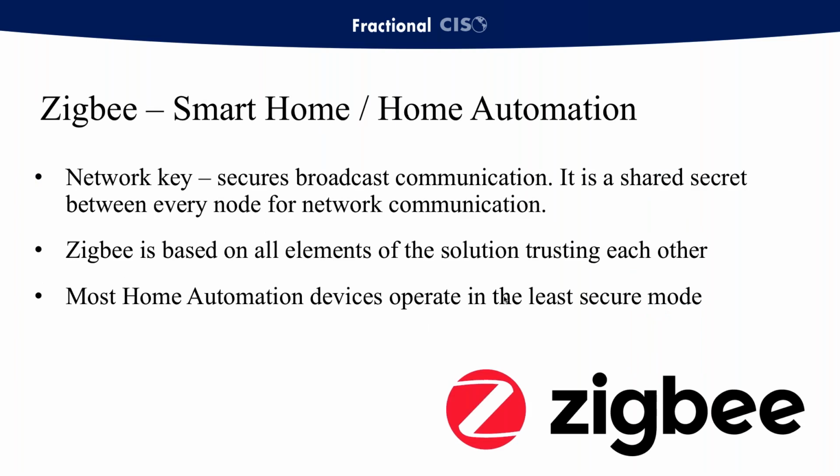All right, so I alluded to the fact that that shared secret thing that we saw with the Superfish was not unique to one vendor, and that's absolutely true. So Zigbee is a home automation protocol. It's used for network communication in home automation. It's actually quite popular. Good chance in your home you have one or more devices using Zigbee, or at the very least enabled with Zigbee. And to communicate between the devices in the home, it uses a network key. That's what's used to secure broadcast communication, and it's a shared secret between every node inside the network. Now, Zigbee is based on all elements of the solution trusting each other. And if you're a Zigbee expert, you might say, well, there's other keys. Yes, there are. But most of the time, home automation devices are operating in the least secure mode.